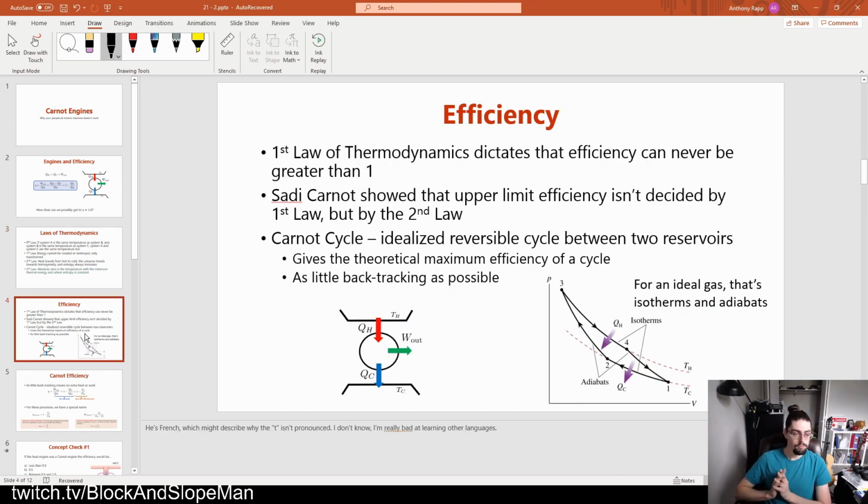So let's talk about efficiency, right? Last time we saw that the first law of thermodynamics says, okay, efficiency maxes out at 1. Can't be any higher than that. But there was somebody really clever that determined that it's not actually that 100% is the highest efficiency that we can have because, well, there's more than one law of thermodynamics, right? We've got 3 and then 0, which is kind of 4, but kind of in a middle spot, right?